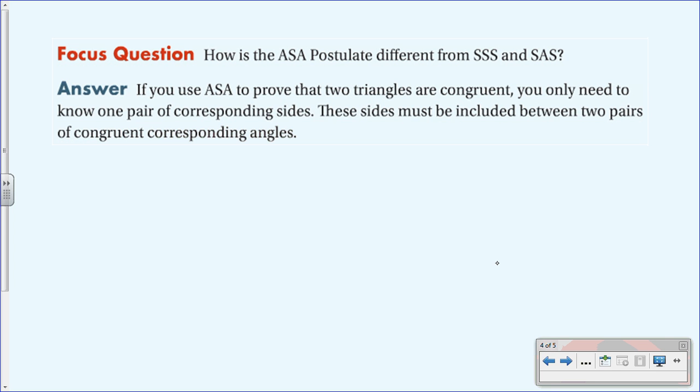With side side side, you don't need any angles because if the sides are the same length, the angles have got to be the same. You can only take three sides and orient them into one specific triangle. And then with side angle side, you need two pairs of sides and one angle, where angle side angle is kind of the reverse. You need two angles and one side. All right.